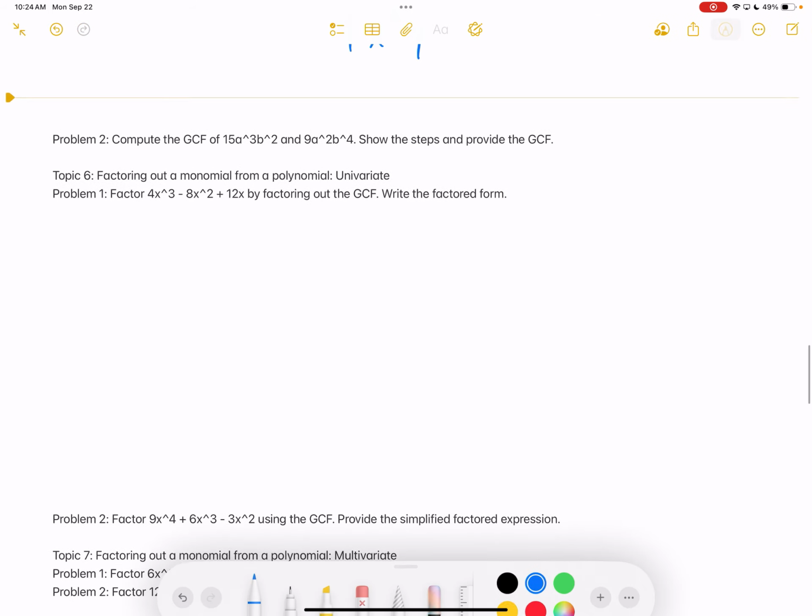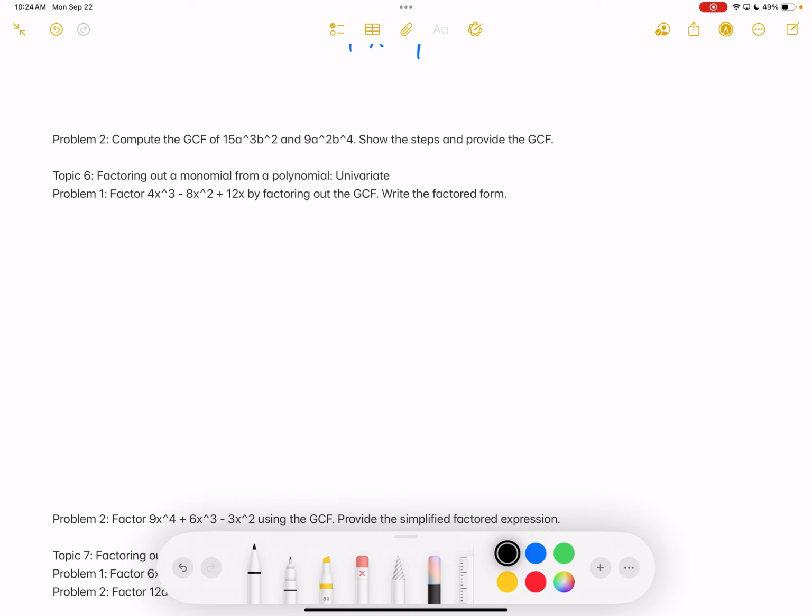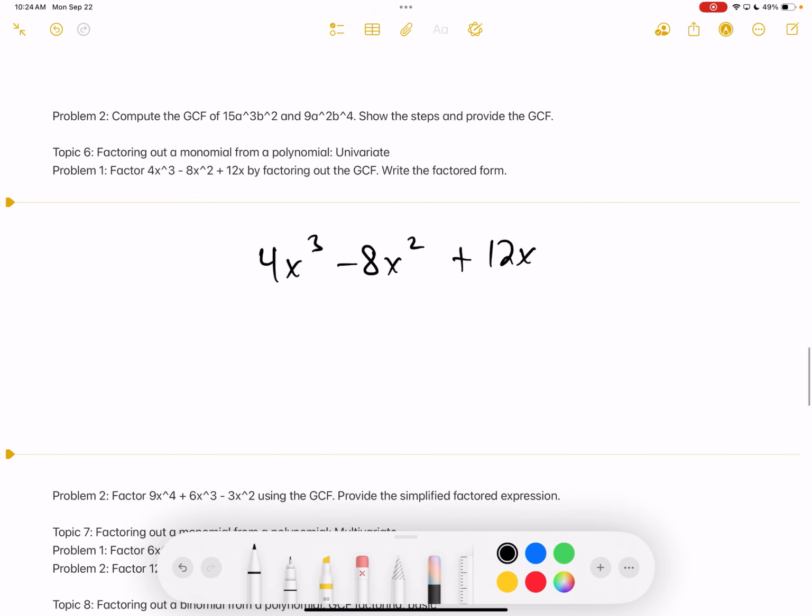All right, so where we're going to mainly use this is factoring out from a polynomial. So this is just putting pluses and minuses in it, but everything's going to work the same way. You have the 4x cubed, a negative 8x squared, and a 12x. So the biggest number that I can take from those is 4. And the most amount of x's that I can take is just 1 because of this one right here, right?